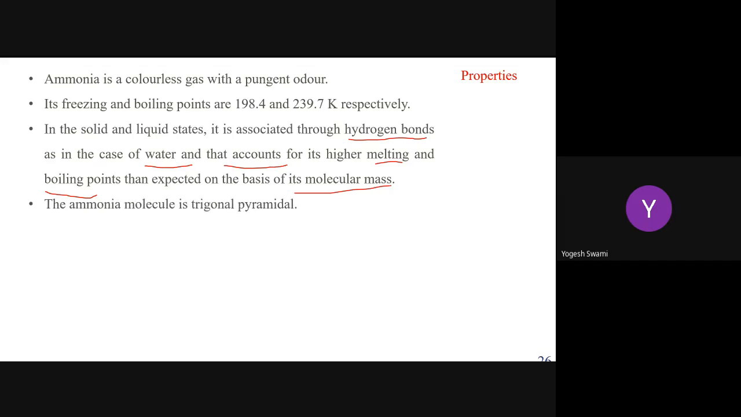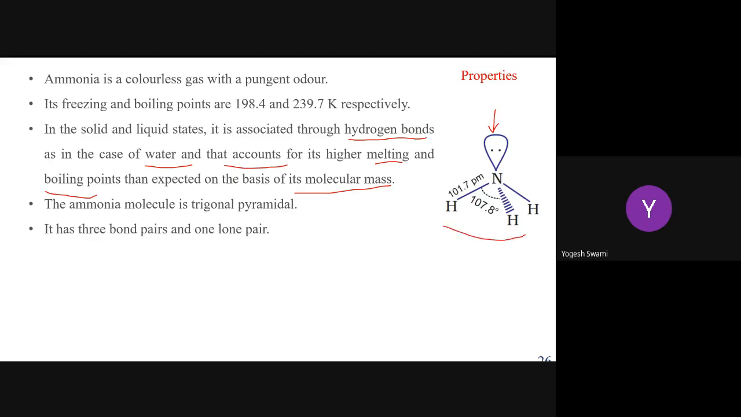The ammonia molecule is trigonal bipyramidal, right? The hybridization is sp3, but due to the presence of 1 lone pair on the nitrogen atom, the structure is distorted and the newly formed structure is known as the pyramidal structure. This is the pyramidal structure of the ammonia molecule. It has 3 bond pairs and 1 lone pair, because there are 3 nitrogen-hydrogen bonds.